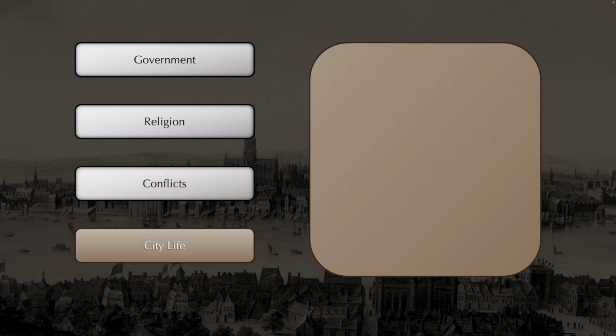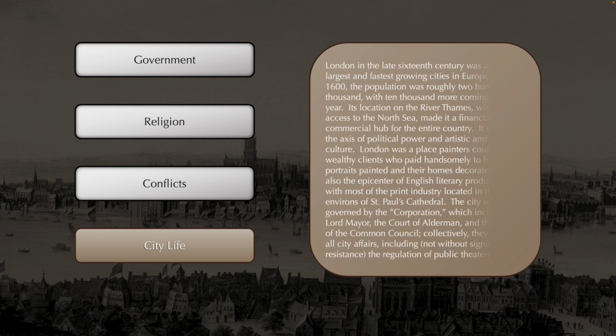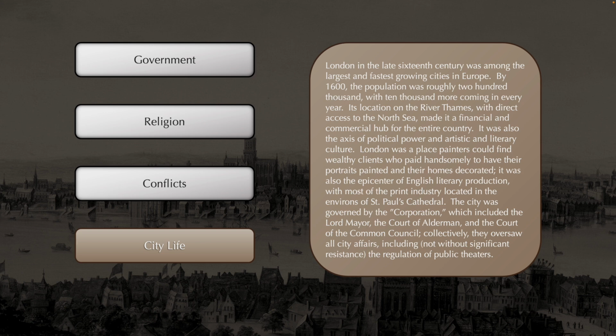Finally, talking about city life, which is where much of the epicenter, it was the epicenter of English theater culture. London, in the late 16th century, was among the largest and fastest growing cities in Europe. By 1600, the population was roughly 200,000, with 10,000 more or so coming in every year. Its location on the River Thames, with direct access to the North Sea and the trading routes, primarily to the Low Countries, made it a financial and commercial hub for the entire country.